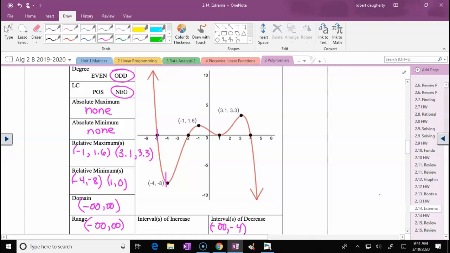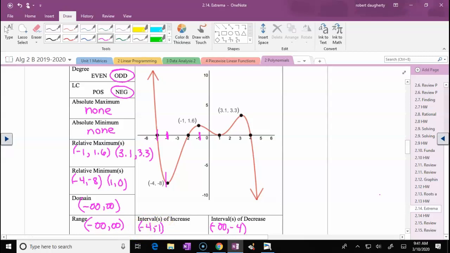Now I'm sitting here at negative 4. I'm going to keep traveling from left to right. As I travel from left to right, what are the y values doing now? As I leave negative 4, they go up. They go up until I get to where? Negative 1. So I've got an increase from negative 4 to negative 1.